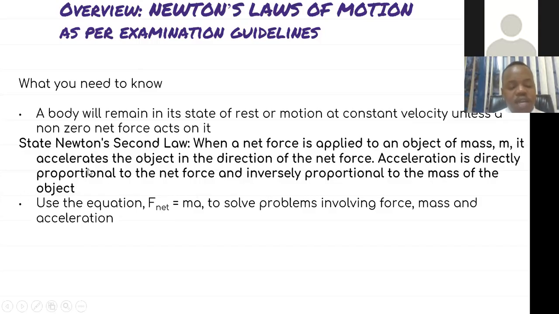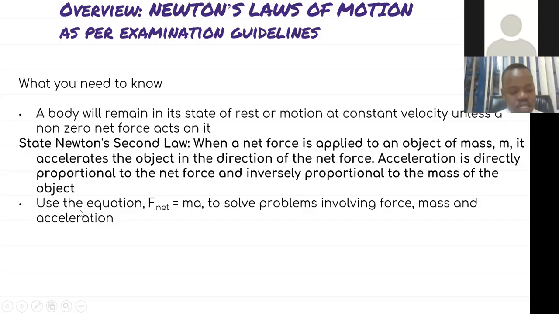Secondly, you must be able to state Newton's second law of motion, and there it is stated for you. When a net force is applied to an object of mass m, it accelerates the object in the direction of the net force. Acceleration is directly proportional to the net force and inversely proportional to the mass of the object. Now, we will dwell more into it as well as we go through Newton's laws.